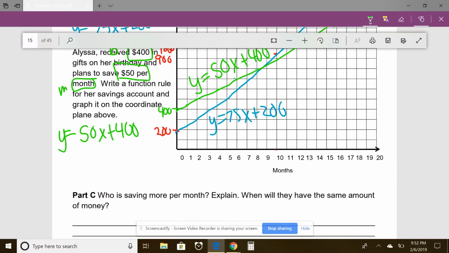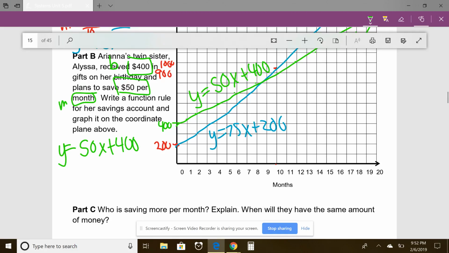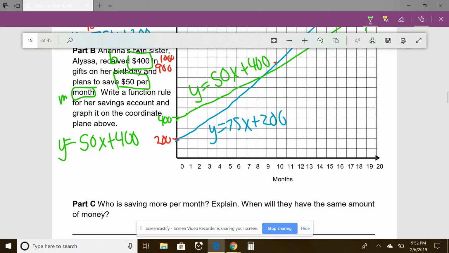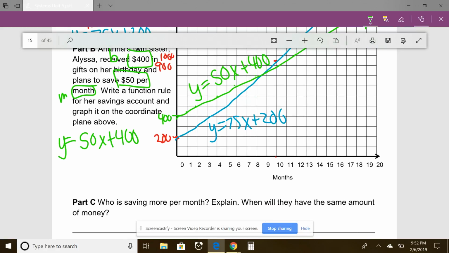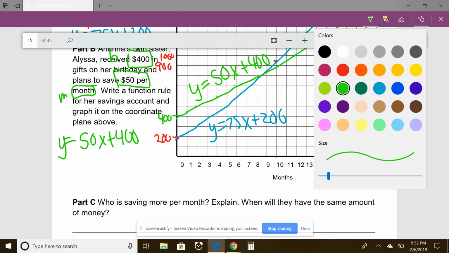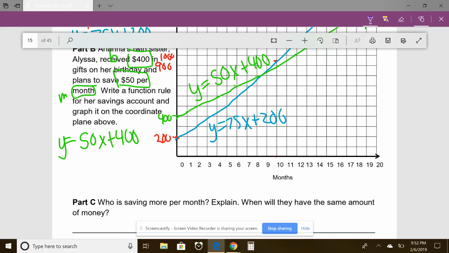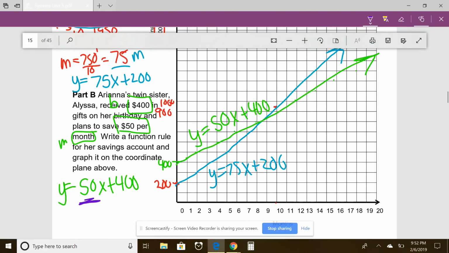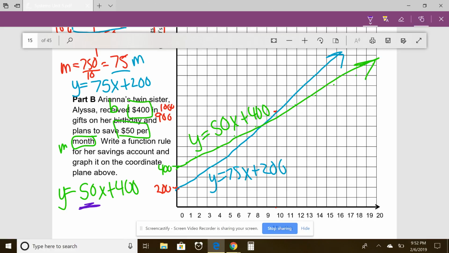Who is saving more per month, and when will they have the same amount of money? Okay, so let's answer the first question. Who is saving more per month? Now, in this instance, we look at the slopes. We look at the rates. Ariana's twin sister is saving $50 per month. And notice her line is lower over time than Ariana's. So Ariana, even though she started off with less money than her sister, was able to acquire more money over time because she had a higher rate, which is 75.